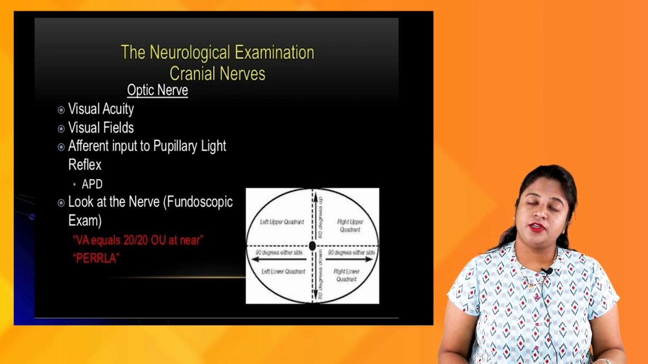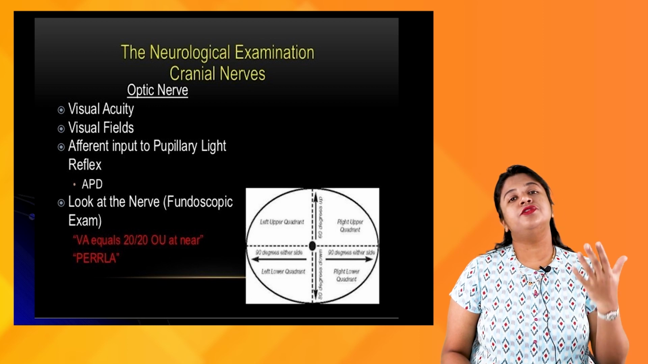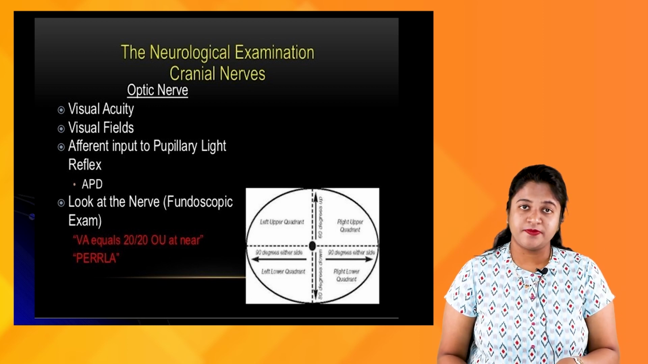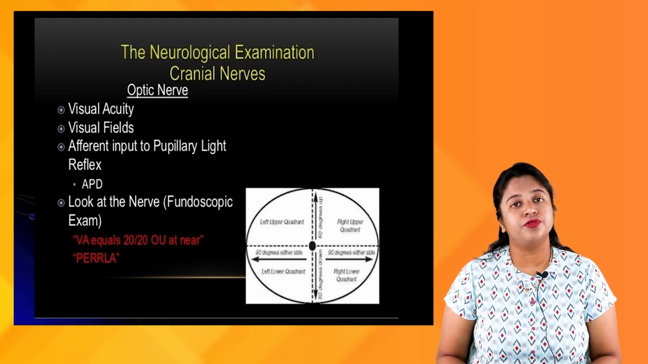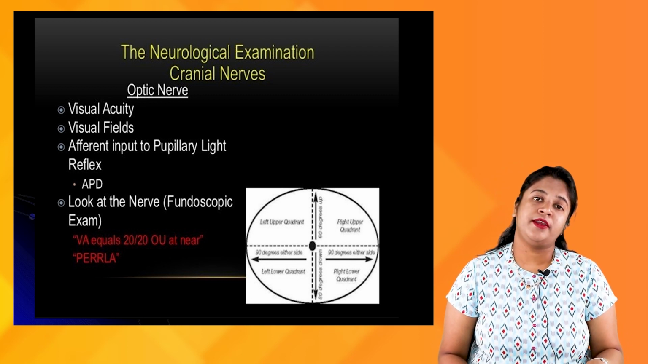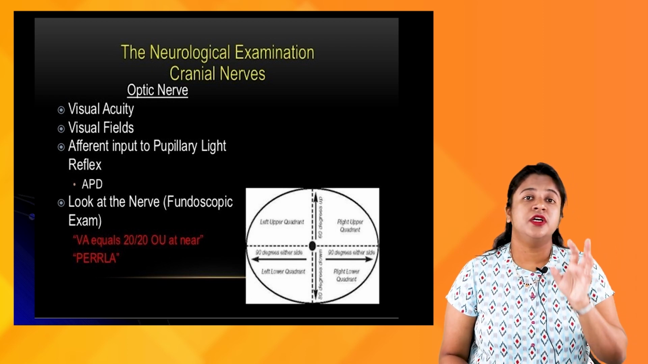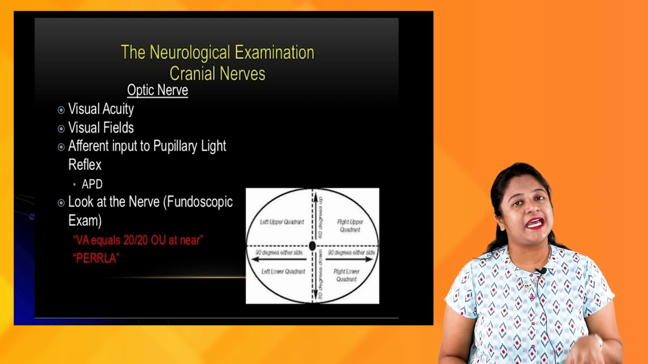The second assessment that you're going to do for the optic nerve is the visual field. So you're going to do the visual field assessment. The third thing that you're going to do is the assessment of the pupils. You're going to find out, in terms of PERRLA, whether the pupils are equal, round, reactive to light and accommodation.